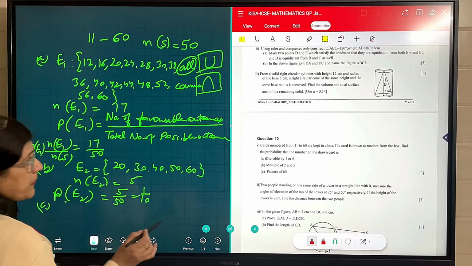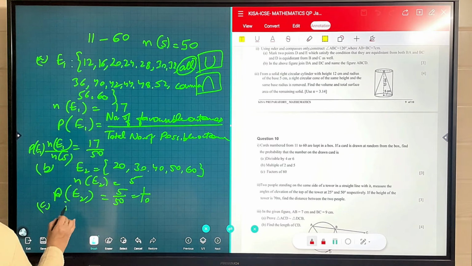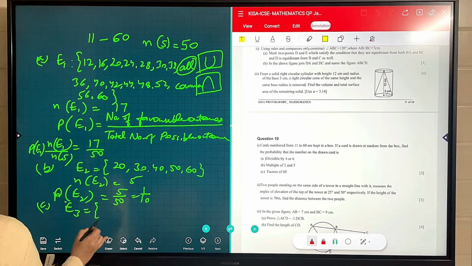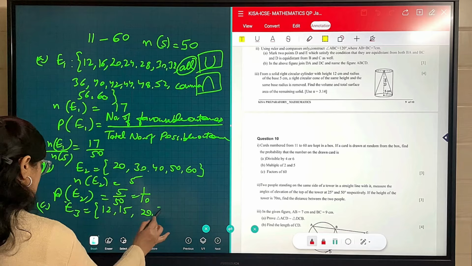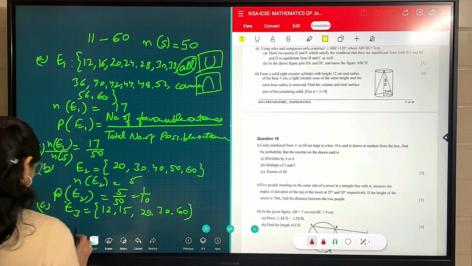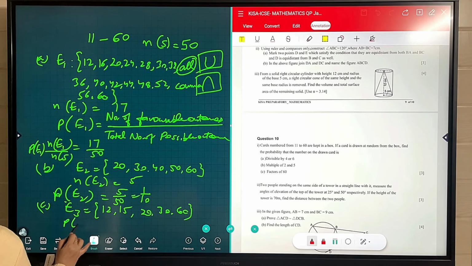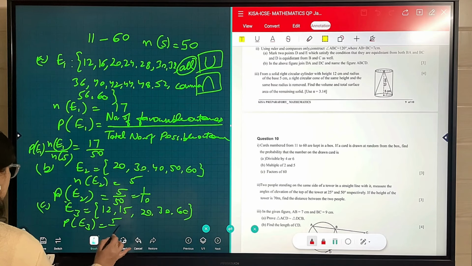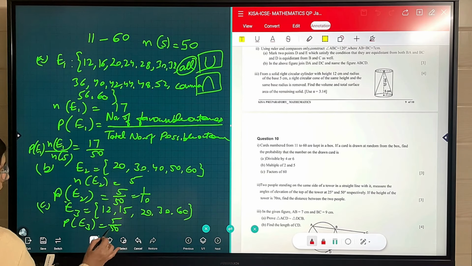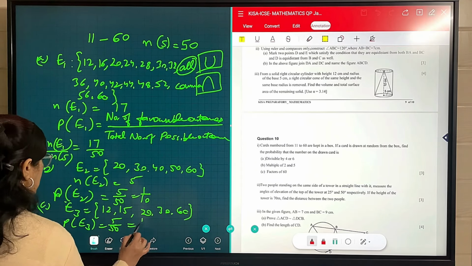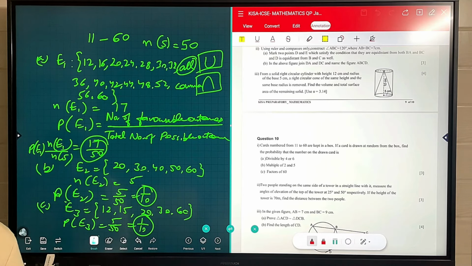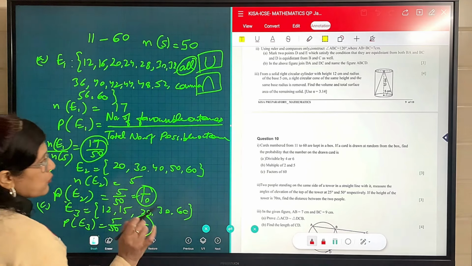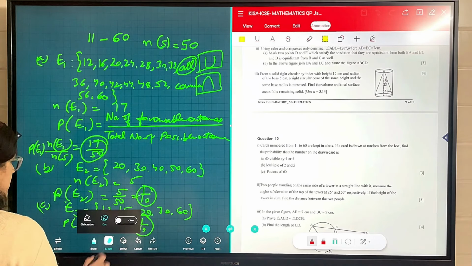Now for C part, factors of 60. For factors of 60, E3 is equal to the factors of 60 that come are 12, 15, 20, 30 and 60. So these are again 5. So probability of E3 is again 5 upon 50. But if you leave it as 5 by 50, then your 1 mark will be deducted. You have to write in the simplest form only, 1 by 10, 1 by 10 and 17 by 50. These are the answers in simplest forms. The lowest form you have to show, otherwise your 1 mark will be deducted.